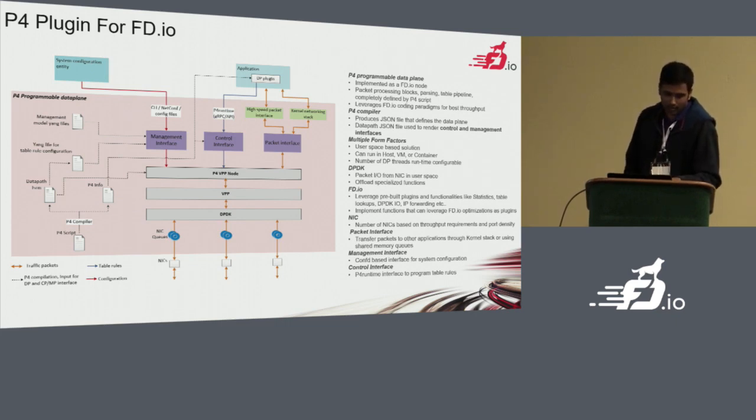As part of our compilation, we generate the P4 info JSON file, which gets fed into the control interface and the application. That way they are in sync to program table rules into the data plane. We also supply the data path JSON to both the data path and the management interface, to allow even the management interface to be able to program table rules into the data path.